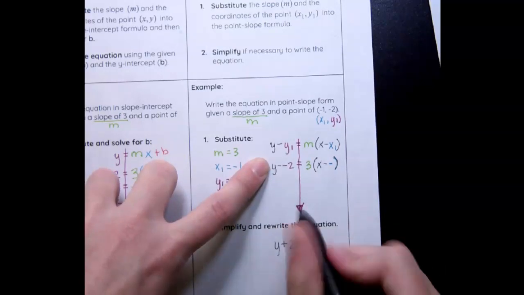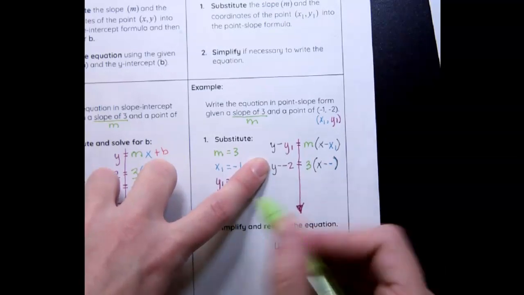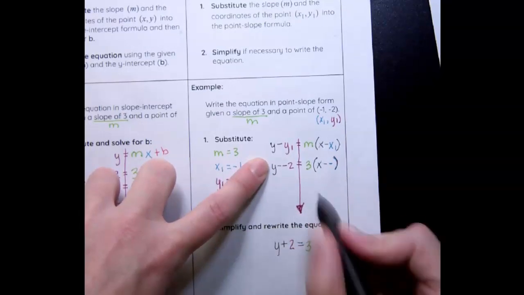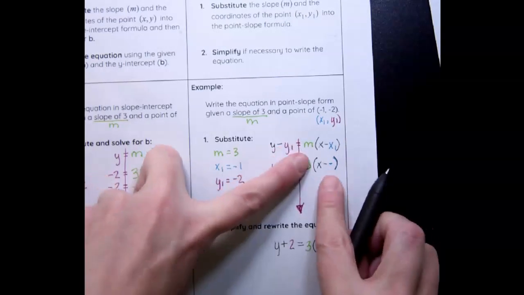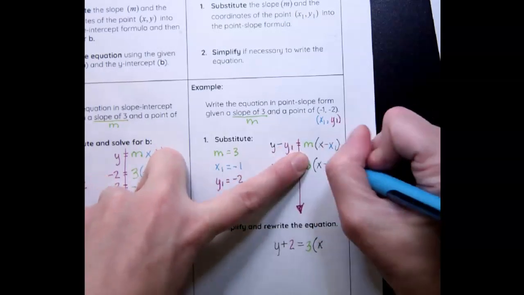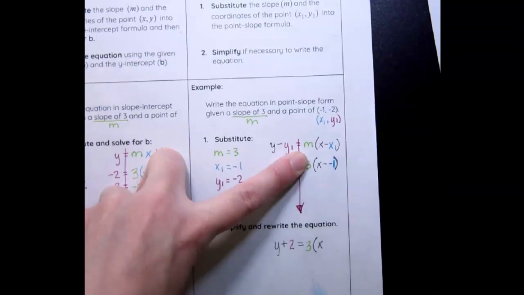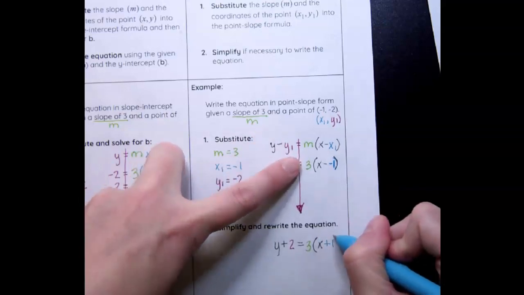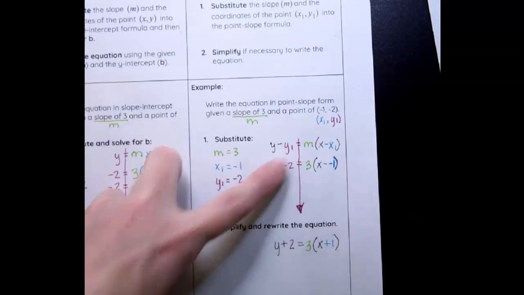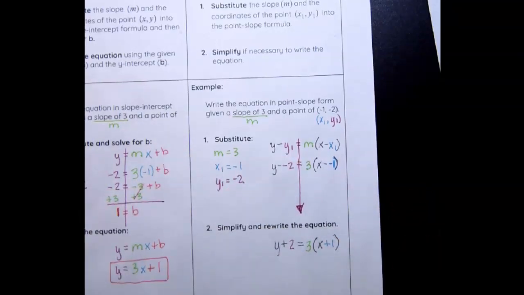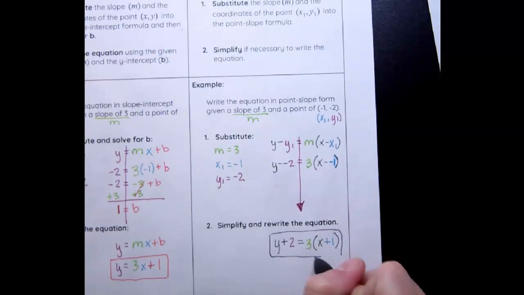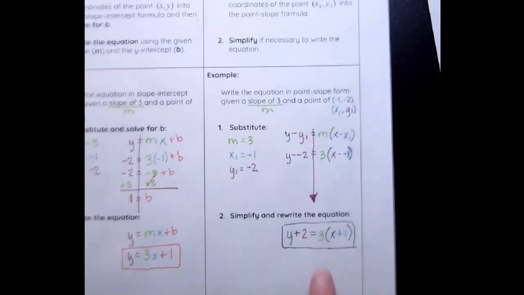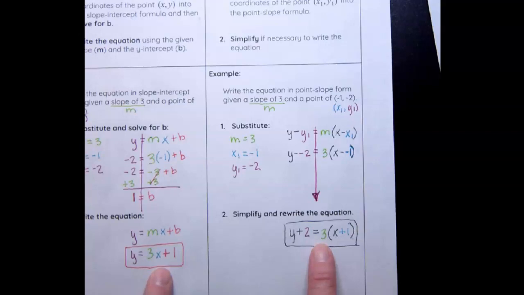Okay, and then equals 3 times x minus a negative. I forgot to put that 1 right there, so make sure that you get that. So x minus a negative 1 becomes x plus 1. Make sure I stick with my colors there. And since we're just simply trying to write the equation in point-slope form, we're not solving for anything else, that's our answer, and we are done. So we would just put a box around that, and we're finished.